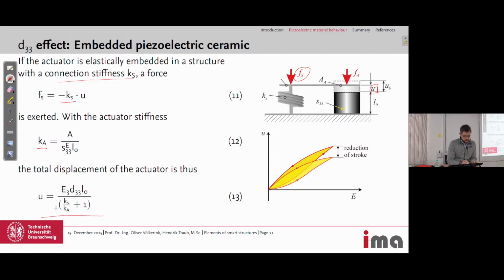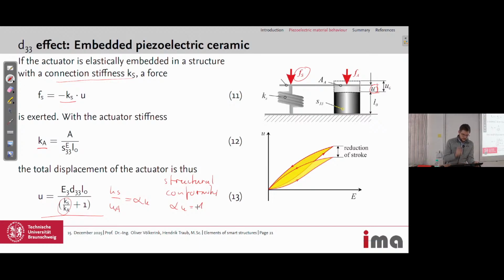And then we can get an equation for the total displacement of the actuator, which is then defined by the electric field, which causes the displacement of the actuator, and also the stiffness is here again, and this Ks divided by Ka is our alpha K again. So this is the ratio of stiffnesses, and we have structural conformity when we have alpha K equals 1, so same actuator and surrounding structural stiffness.